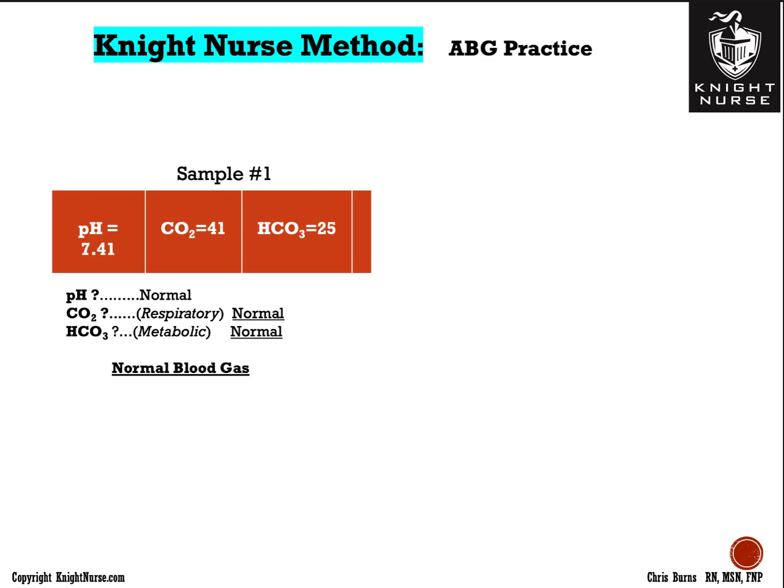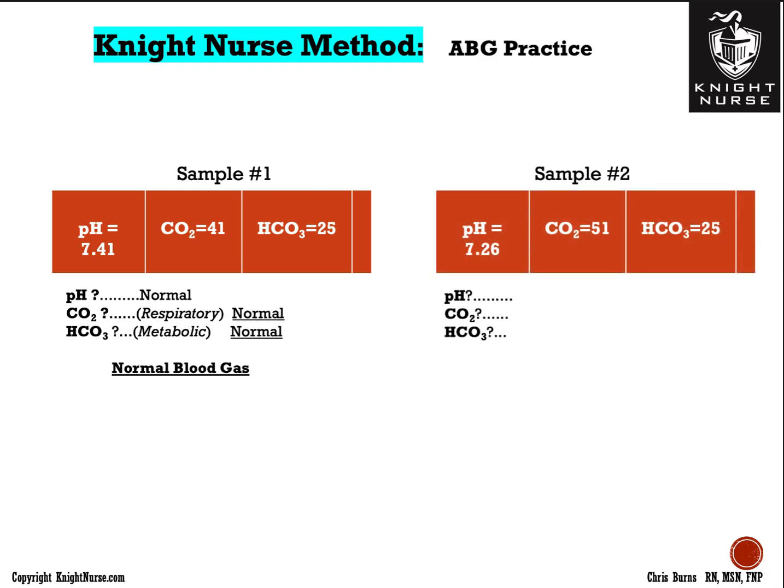But you use that same process and it just gets a little trickier sometimes. So let's talk about the second one. All right, pH is 7.26, normal 7.35 to 7.45. So this pH is low. Low pH is acidosis. All right, so we know that it's going to be some sort of acidosis. We don't know who caused it though.